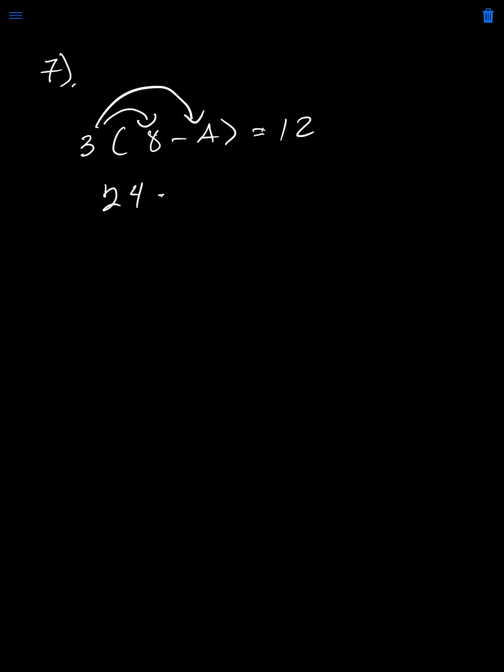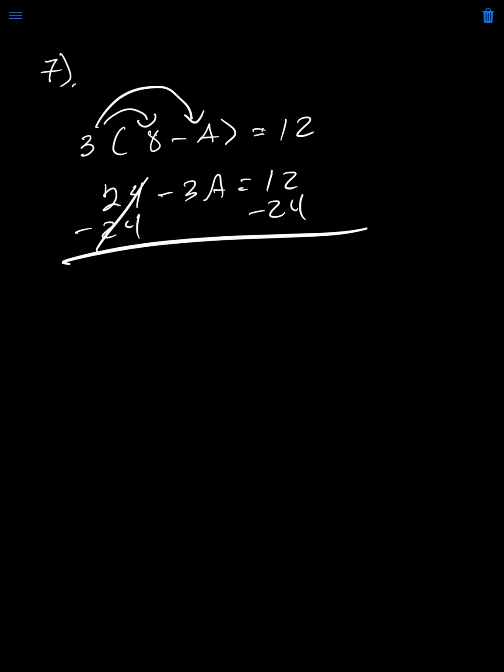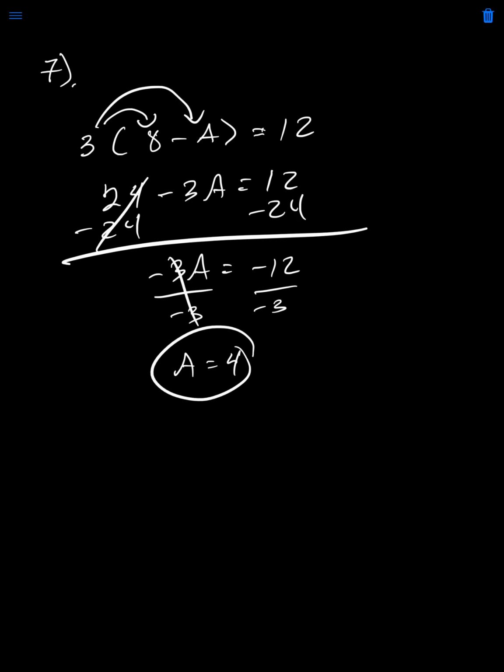Number 7. I have 3 times parentheses 8 minus a equals 12. 3 times 8 is going to be 24. 3 times negative a will be negative 3a equals 12. Subtract 24 on both sides. Negative 12. Divide both sides by negative 3. So a will equal 4. It's a positive 4. Yep.